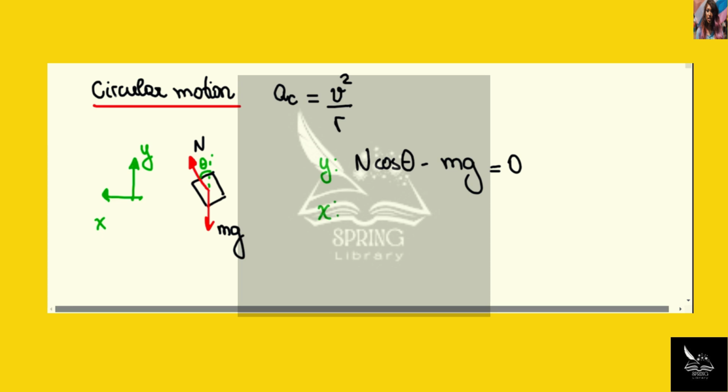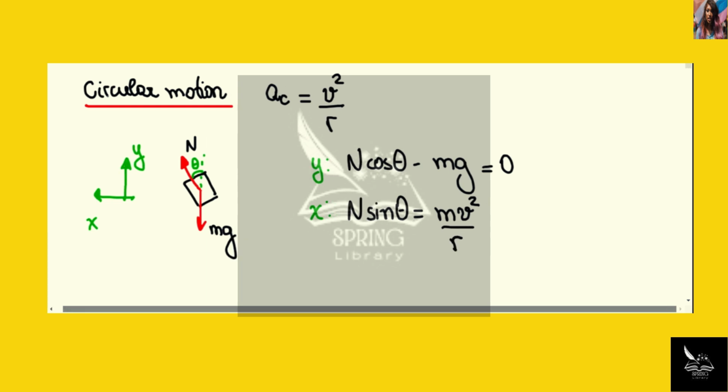If the gravitational force must be canceled out, then there must be no y component of the net force. In the x component, we have N times sine of theta, and this must be equal to the mass times the acceleration, which, as we saw, is the centripetal acceleration of v squared over r.